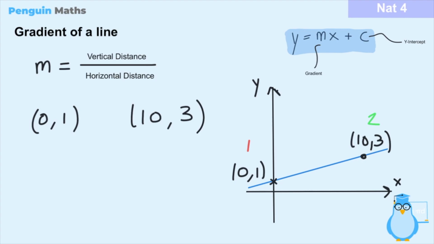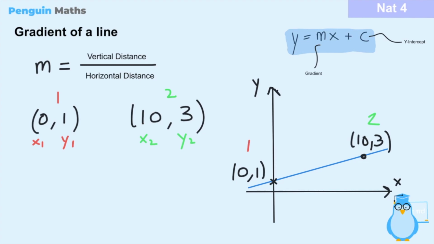And we know that for each of the coordinates, the first number represents the x value and the second represents the y. And because we've now labelled each of these 1 and 2, what I'm going to say is, for point 1, that this number represents x1 and this represents y1. And for point 2, this represents x2 and this represents y2. So that's just the x and y coordinates for point 1 and point 2.